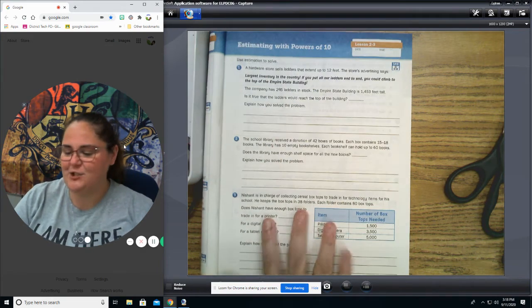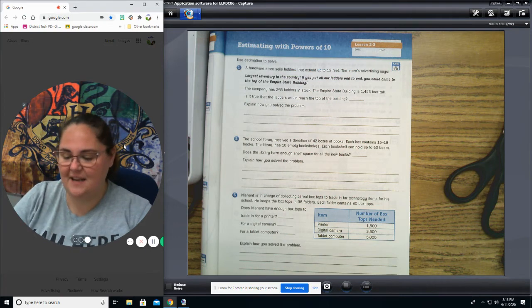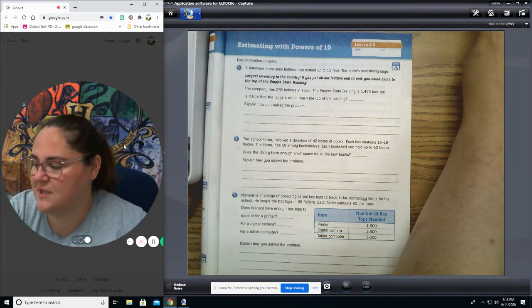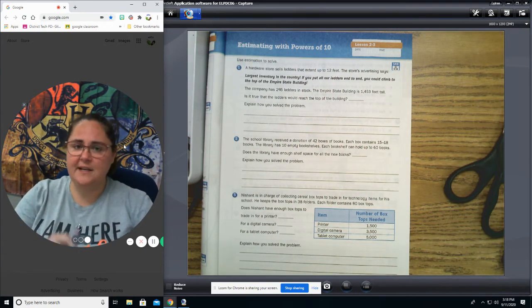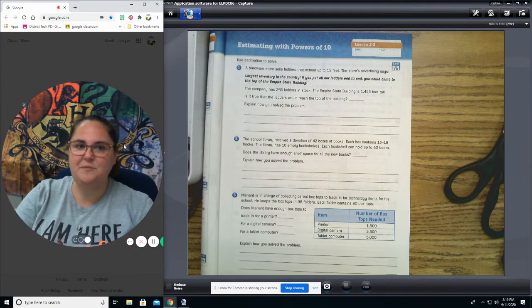Welcome to lesson 2.3, estimating with powers of 10. So we've been working using powers of 10, and I know that we did our clear sight test. A lot of that stuff was needing to be refreshed in our brain. We need to do a little bit of a refreshment, and that is okay. So we're going to start today with a little bit of mental math.